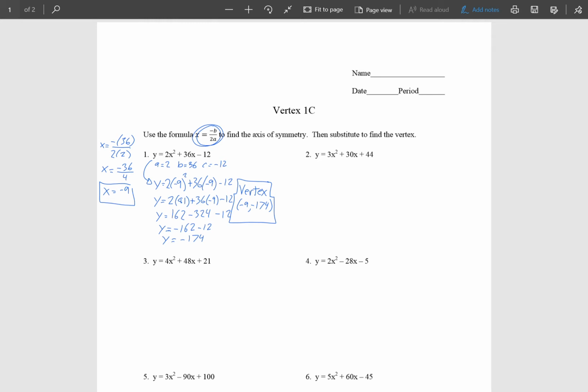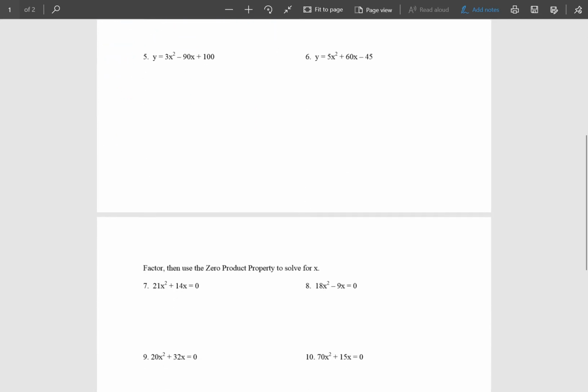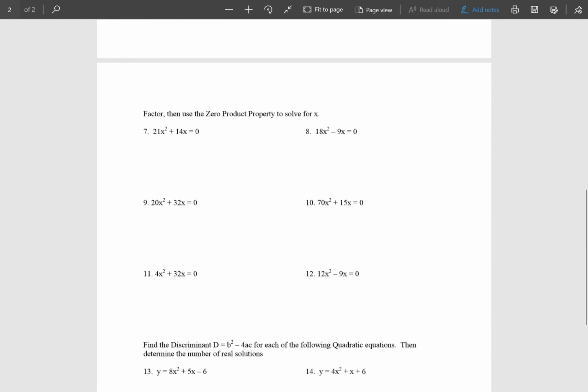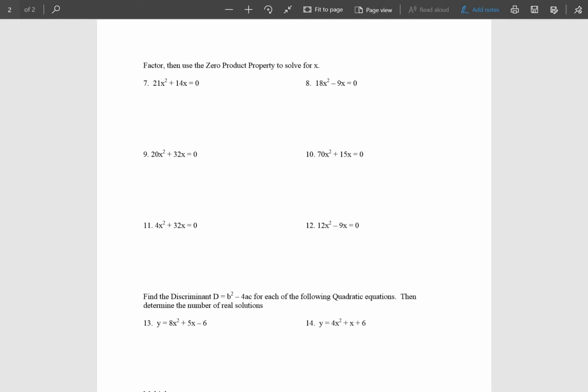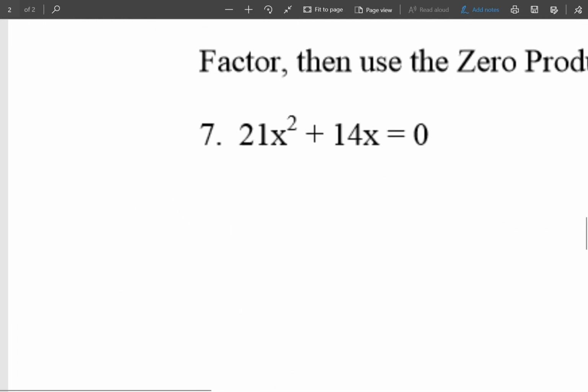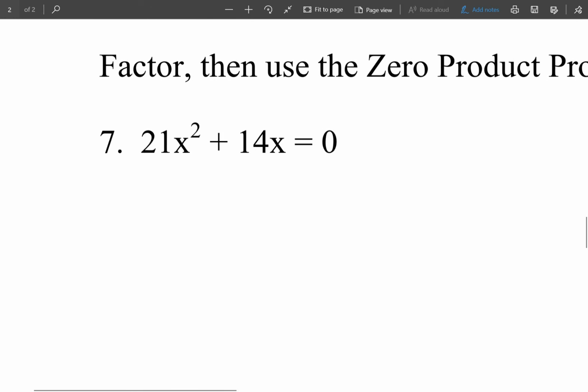We're still on worksheet Vertex 1C. I've already given you an example of how to find the vertex, which is what you'll be doing on problems 1 through 6. Now let's look at problems 7 through 12, which ask us to factor, then use the zero product property to solve for x. So I'm going to do problem 7.